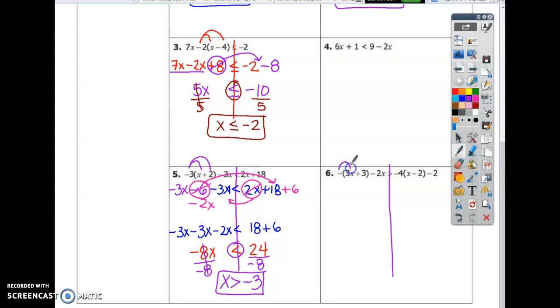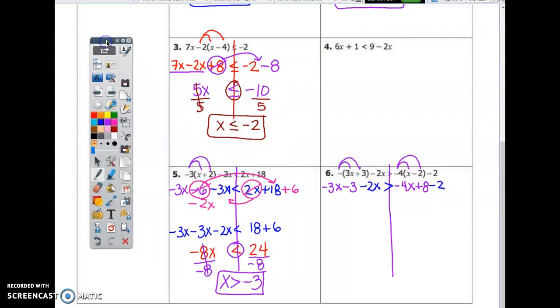So I'm going to distribute the negative here and here, and I'm going to distribute -4 here and here. -1 times 3x. The sign changes, so it becomes -3x. -1 times 3, -3. The sign changes. This comes down. -2x. The sign comes down, greater than. Then I distribute. -4 times x is -4x. -4 times -2 is a +8. And then you bring down the -2. Okay, what did I say is next? What do we do?